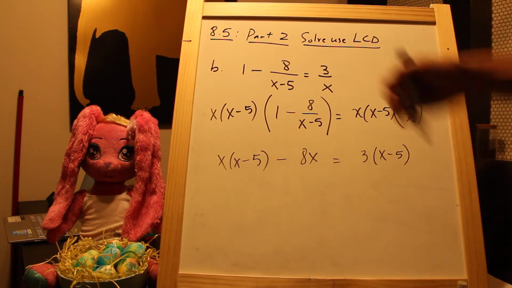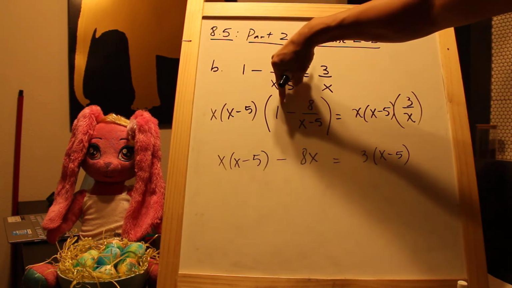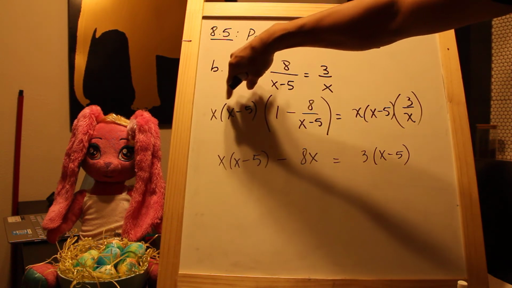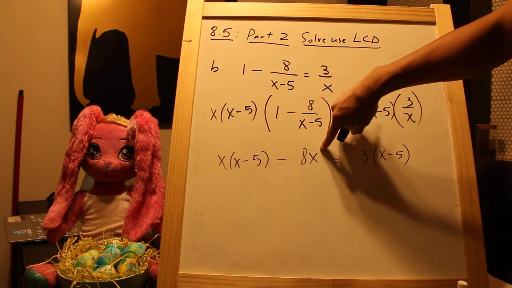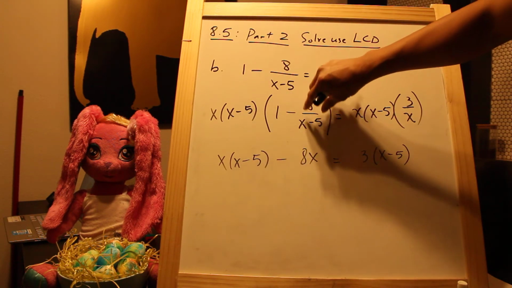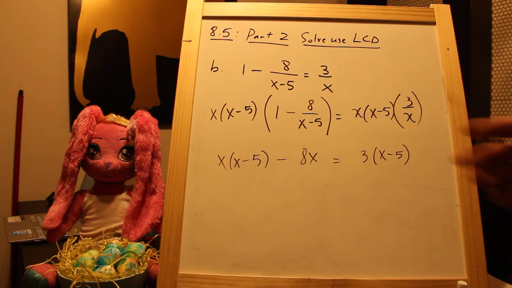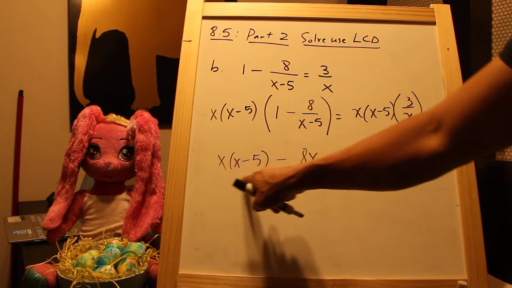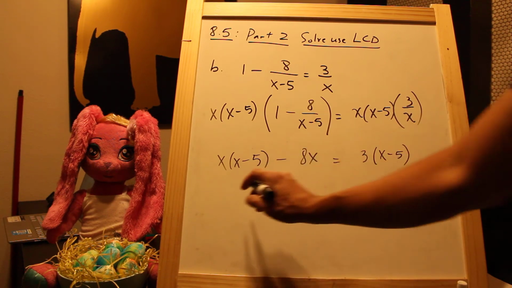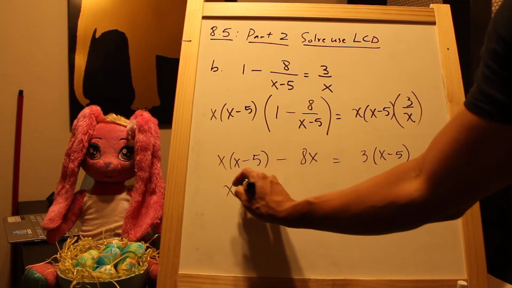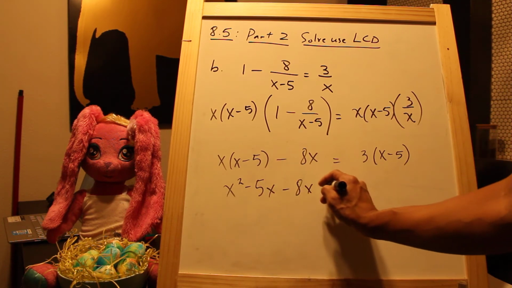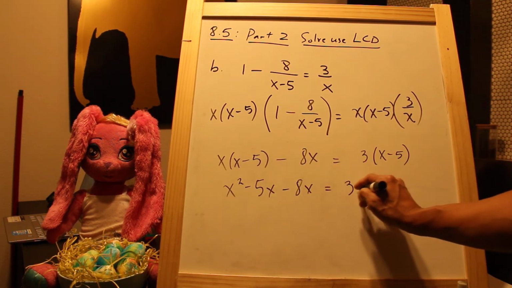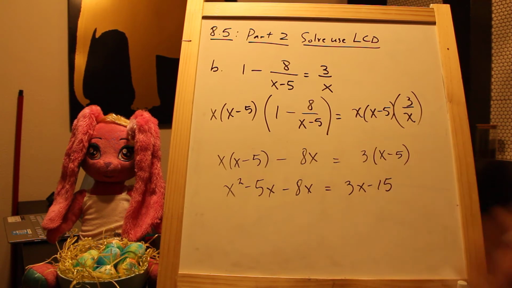Okay? So again, one more time. X times x minus 5 times 1 is this. X times x minus 5 times 8 will give me just 8x, because the x minus 5 will cancel the x minus 5 over here. So now if you look at this, this no longer has any fractions anymore. So I'm going to go ahead and continue distributing here and distribute over here. This will give me x squared minus 5x minus 8x equal to 3x minus 15.